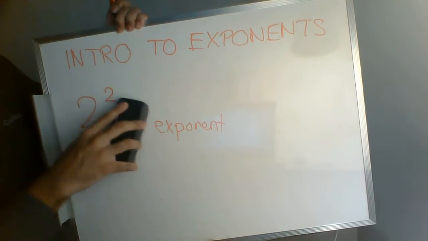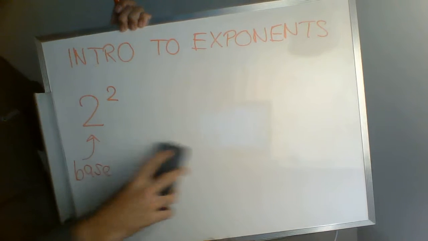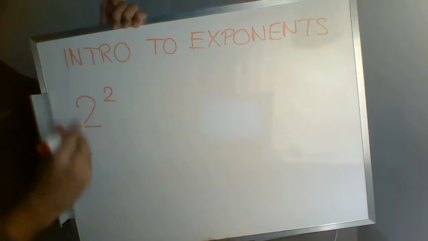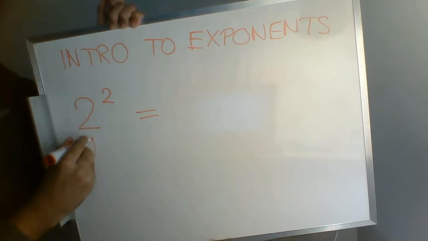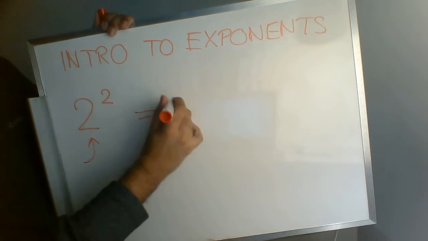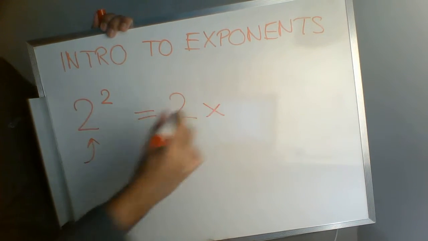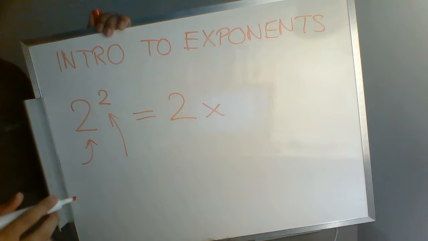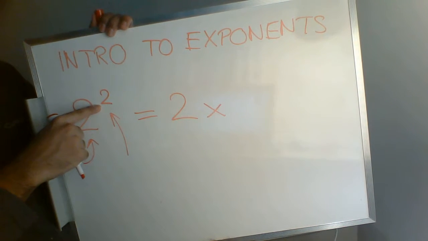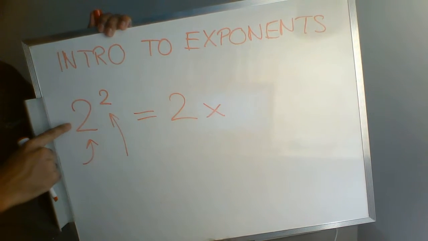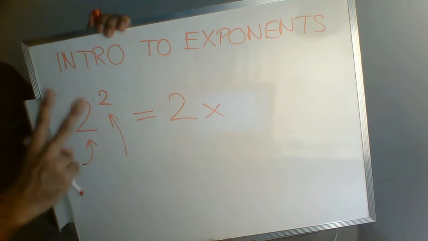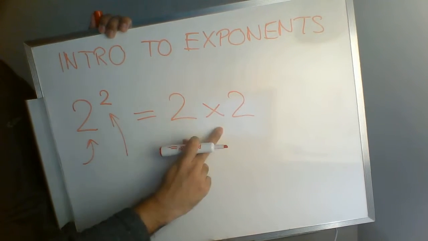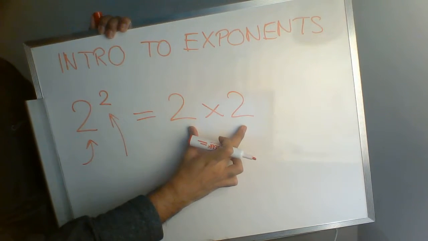So if we start with this 2 squared, what this means is you're going to take the base, this number 2 down here, and you're going to multiply it by itself as many times as the exponent tells you to. So the exponent up here, this little 2, is telling us that we have to multiply this guy by itself twice. That means we're going to have 2 2's written down here. So only one product, but we're writing down the base twice.